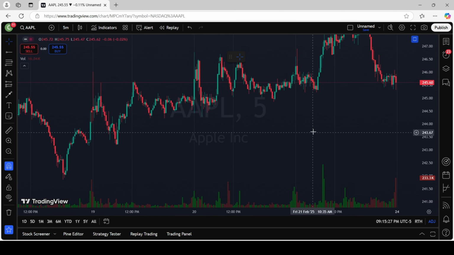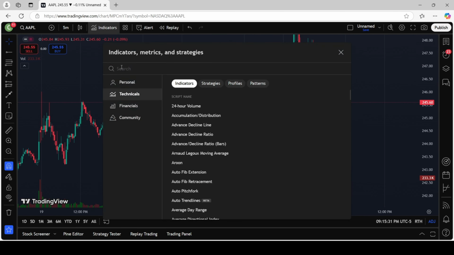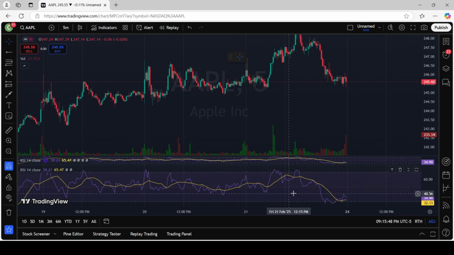Some people use indicators as well. Here's some indicators like moving averages and RSIs. I'm not going to get into all that. I don't really use them, but it's your preference. If you want to throw an RSI chart on there, you can. This just pretty much tells you if a stock is oversold or overbought.